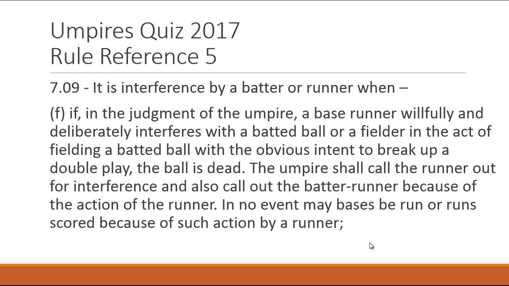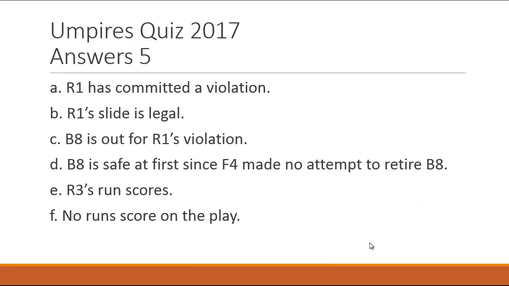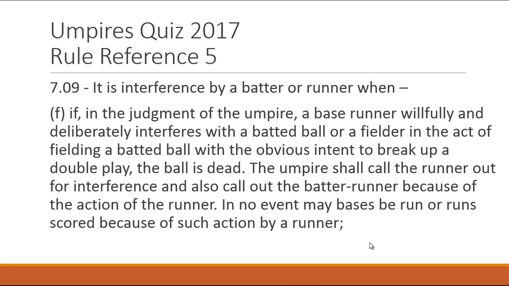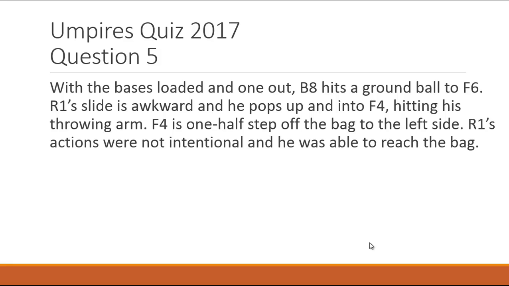Well, let's take a look at 709 now. This is one of those rules where this is going to differ a little bit, again, between Little League and Federation rules. It's interference by the batter or runner when, in the judgment of the umpire, a base runner willfully and deliberately interferes with a batted ball. Then the ball is dead. The umpire shall call the runner out for interference. So we saw in the question that it was unintentional.